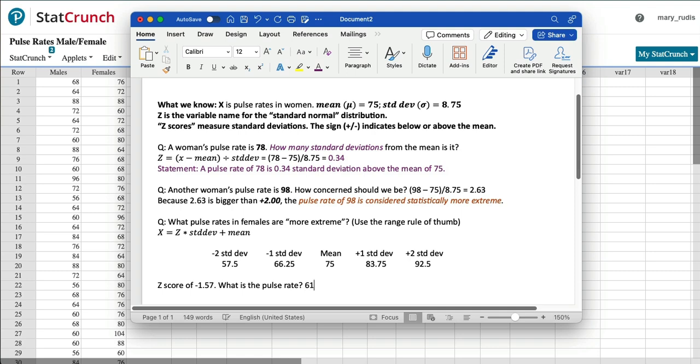So 61.3 pulse rate is what has that z-score of negative 1.57, okay? So that's still within the range of something that is considered to be a little more common, but that's the number we're looking for, okay? So that's a position of relative standing. These z-scores are giving us positions of relative standing of actual values that we're interested in looking at, the actual pulse rates, okay?